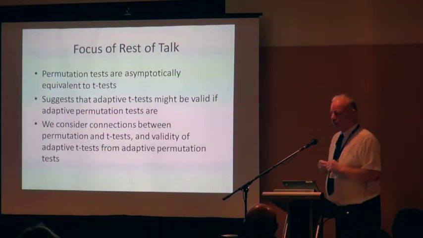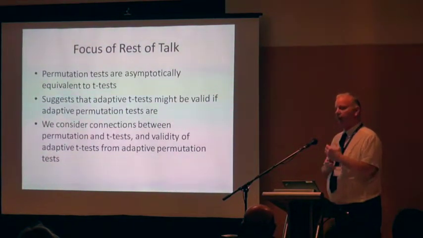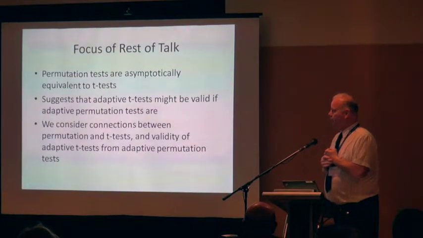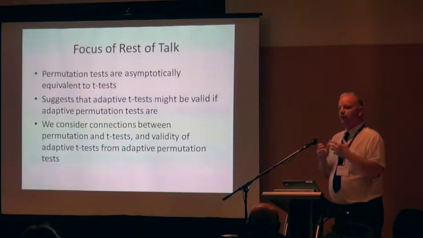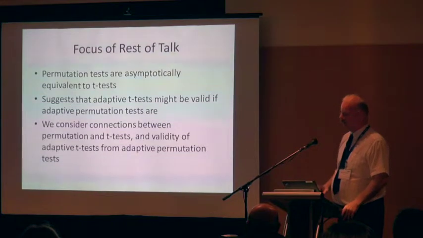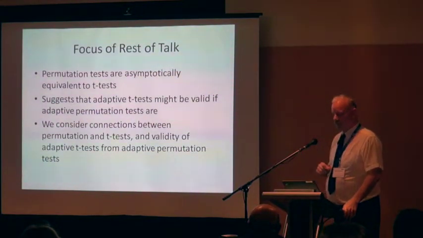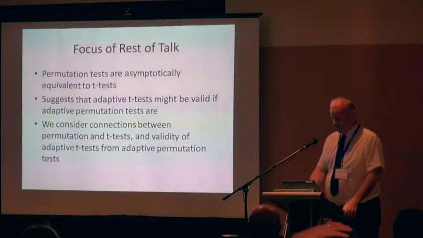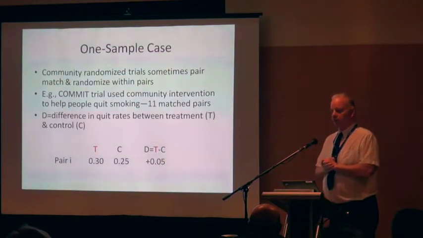So, but for the rest of the talk, what I want to focus on is the fact that permutation tests are asymptotically equivalent to t-tests. We know this. And that suggests that if we have a valid permutation test in an adaptive setting, maybe we can deduce a valid t-test in an adaptive setting. So I'm going to consider the connections between permutation and t-tests and try and deduce the validity of adaptive t-tests from the validity of adaptive permutation tests.